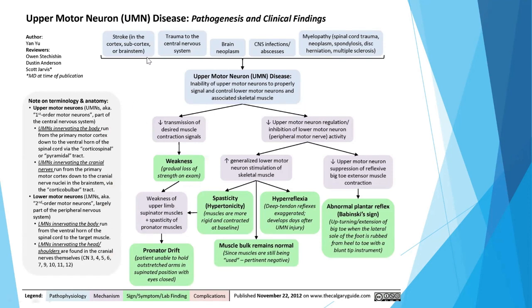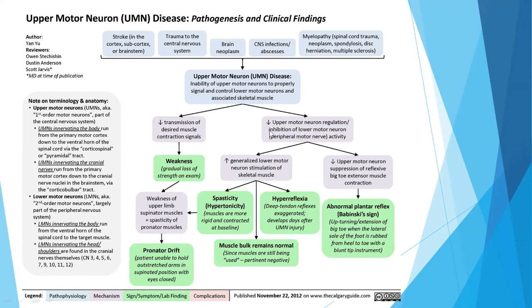So, whenever there is a stroke or trauma or brain neoplasm or CNS infection or some myelopathy like spondylosis or spinal cord trauma, it can cause upper motor neuron disease, in which the upper motor neurons are not able to properly signal and control the lower motor neurons and associated skeletal muscle. It can cause decreased transmission of desired muscle contraction signals and decreased upper motor neuron regulation or inhibition of lower motor neuron activity. Now, whenever there is decreased transmission of desired muscle contraction signals, it can cause weakness. And this weakness of upper limb supinator muscles plus spasticity of pronator muscles can cause pronator drift.